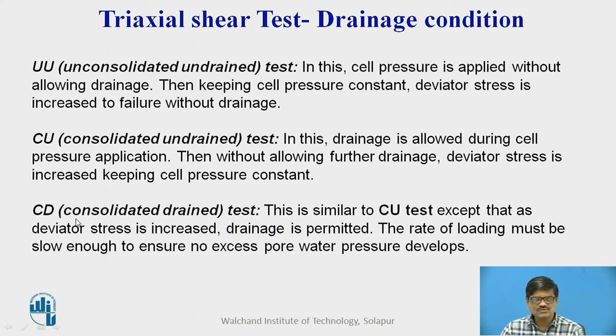And the third one is the most realistic method. It is called the consolidated drained test, where consolidation is allowed when the confining pressure is applied, and at the same time during the shearing also the drainage is allowed. So this is most realistic, but it takes a lot of time. The UU test is a relatively quick test, and the CD test is a time consuming one, but it is more accurate.